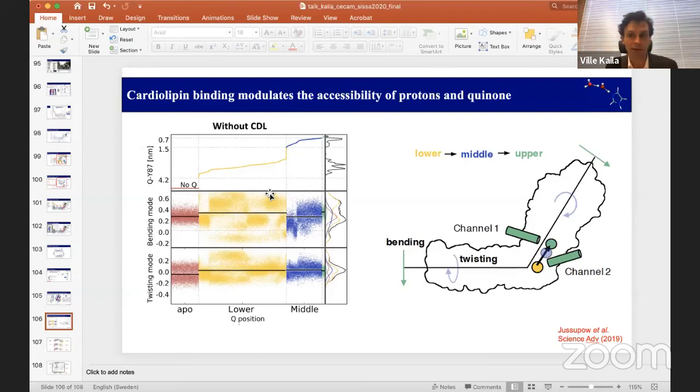So you're absolutely right that the lipid molecules are very important, at least for the global motion of this system. Does this answer your question?